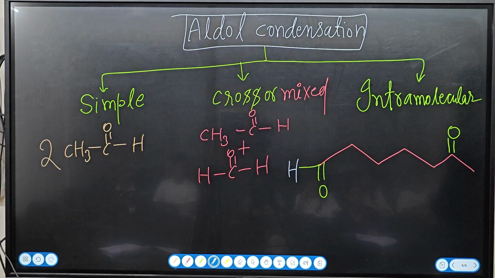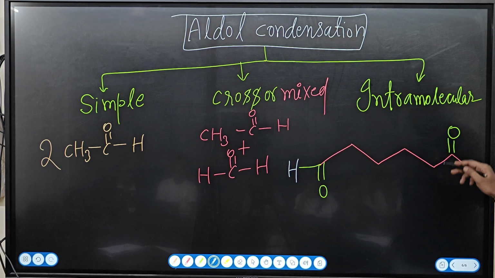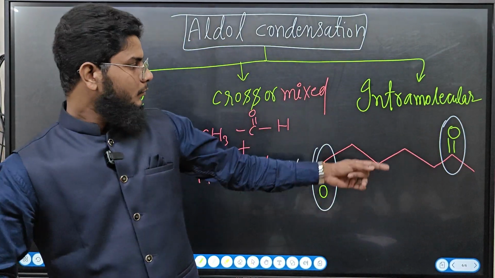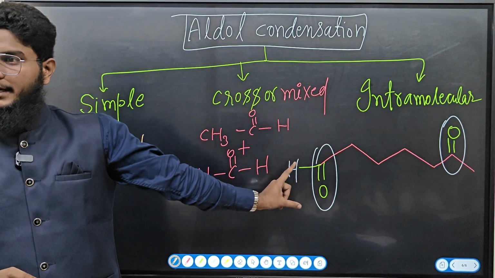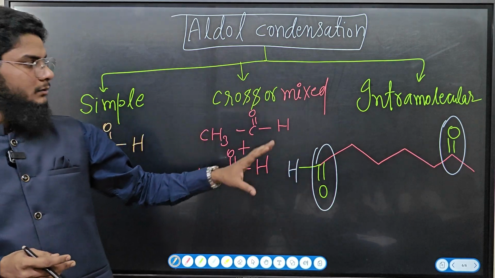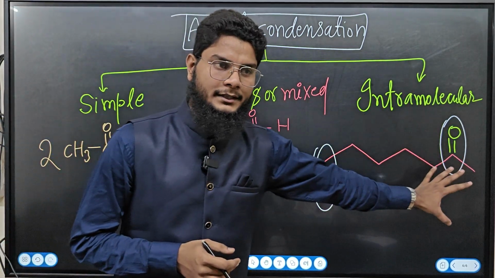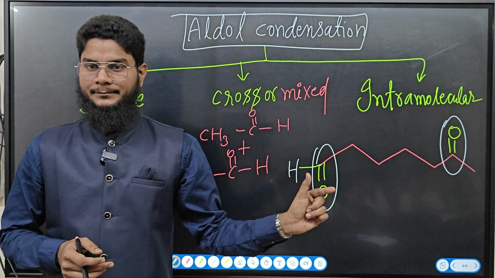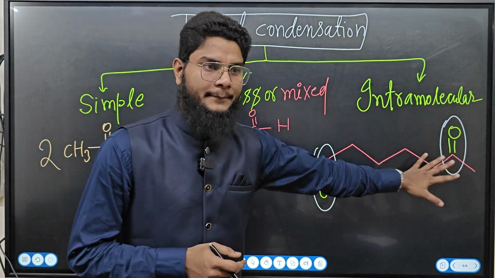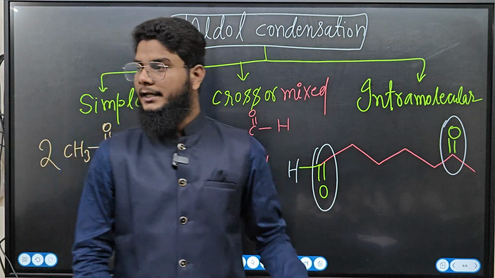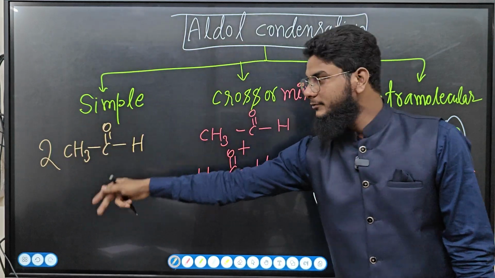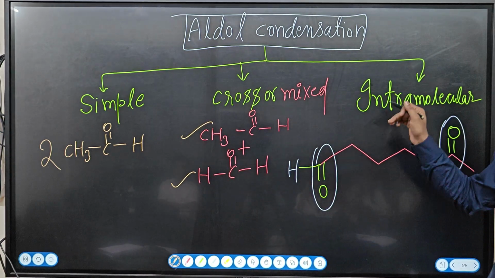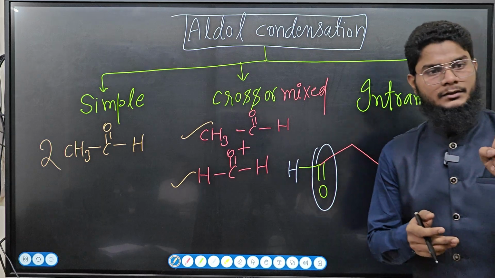How many carbonyl compounds are there in this molecule? Two, right? Two carbonyl compounds are there. One is your ketone, another is your aldehyde. So in one molecule, two carbonyl compounds are there and they will do the reaction. This is called intramolecular. Intra means same. In the same molecule, the reaction will happen. We don't need two molecules. In case of simple, we have used two. In case of cross and mixed aldol condensation also, we need to use two. But in case of intramolecular, we need only one molecule.